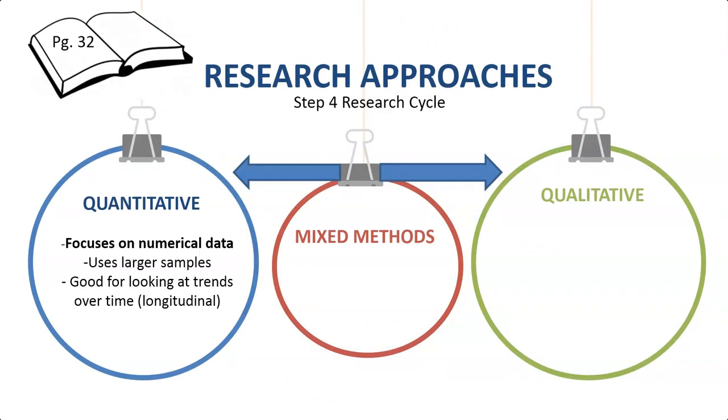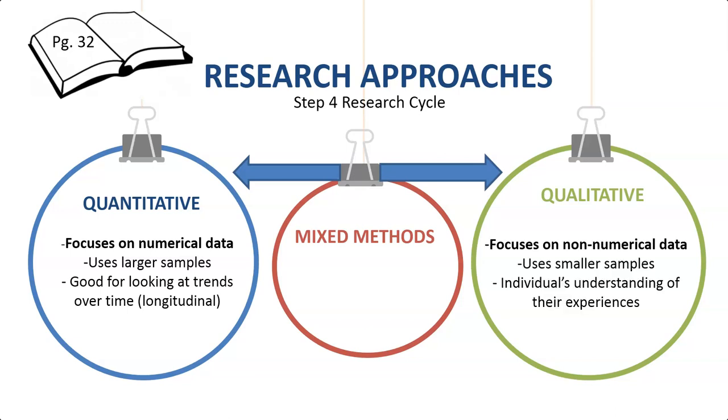Quantitative research approaches focus on numerical data. They generally use larger samples, and they're good for looking at trends over a long period of time, something that's called longitudinal study. Qualitative research methods focus on non-numerical forms of data or information. Generally, they use smaller samples, and the focus is to arrive at some individual's understanding of a particular experience. Many researchers will use a mix of both of these methods in their study.